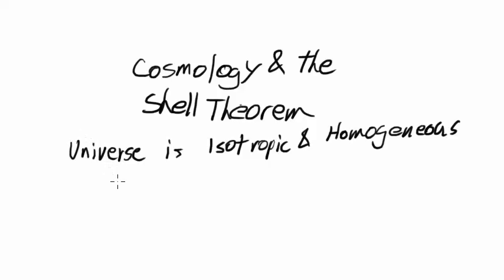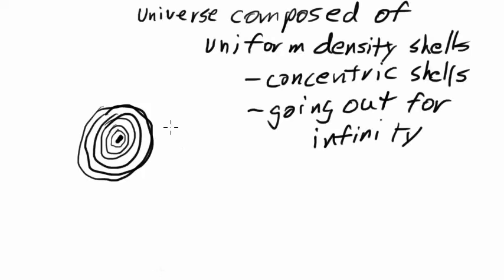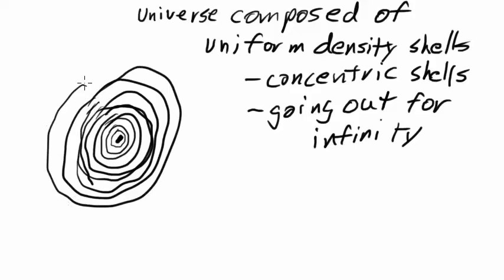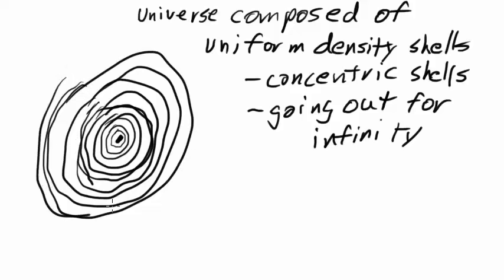Hello, I want to talk a little bit about cosmology and the shell theorem. The universe is isotropic and homogeneous. That's called the cosmological principle. That means if I look out at the universe from this point of view, I could envision that the universe is composed of uniform density shells. These are concentric shells, and they continue out for infinity, away from me, the observer.